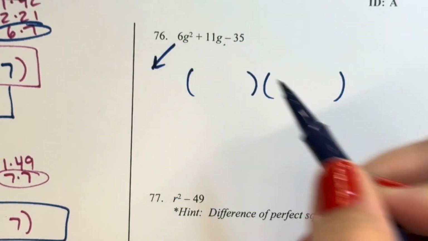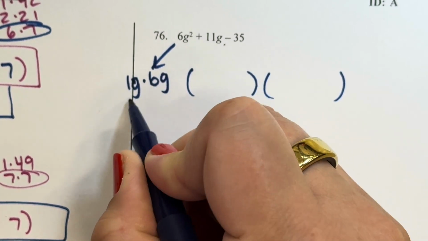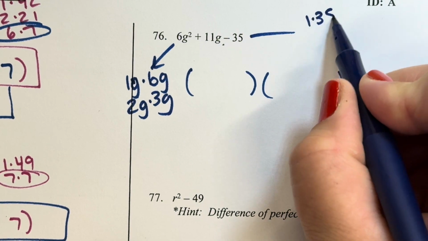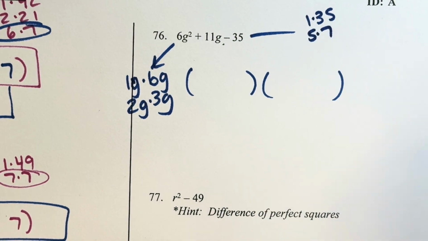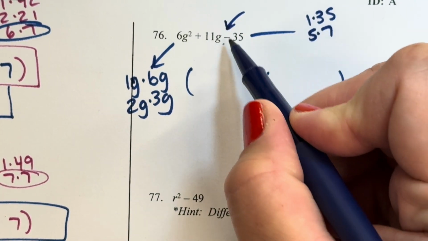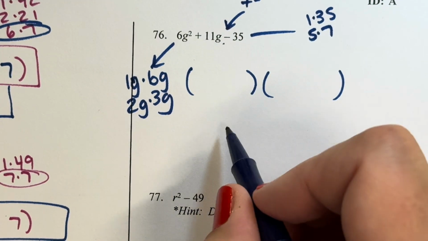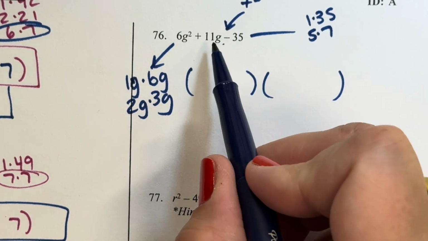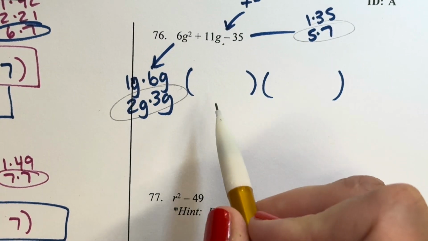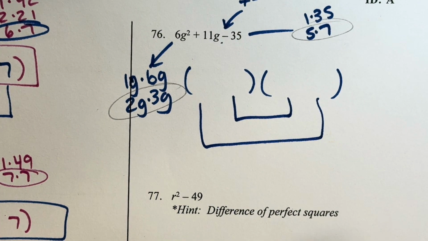Factors of 6g are going to be 1g times 6g or 2g times 3g. And then for 35, we have 1 times 35 or 5 times 7. Again, the last sign is a minus sign, so that means that my inside signs have to be opposites. So we have a lot of mixes and matches that we can do. Because the number is 11, I'm gonna start off with smaller numbers and see what happens here. I'm gonna draw my bridges, but other than that, everything is a mystery.